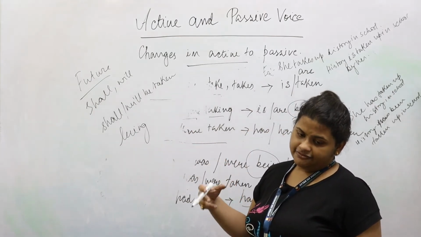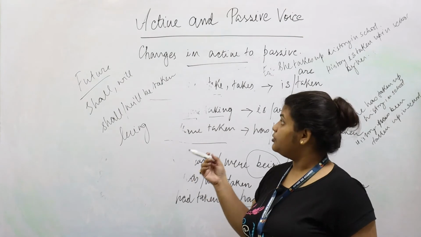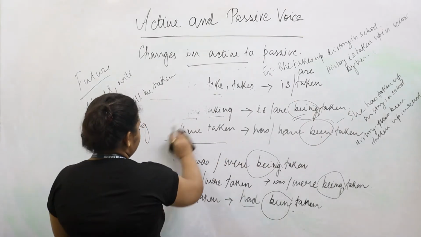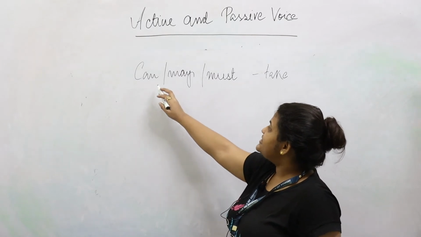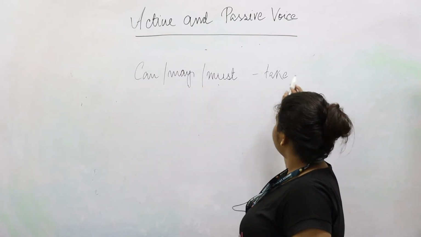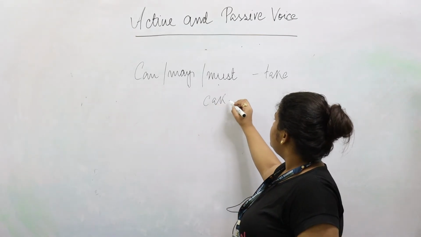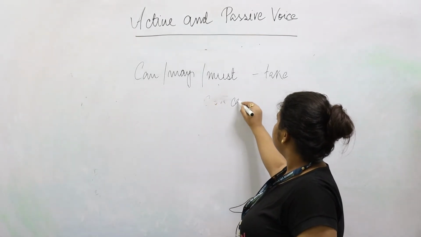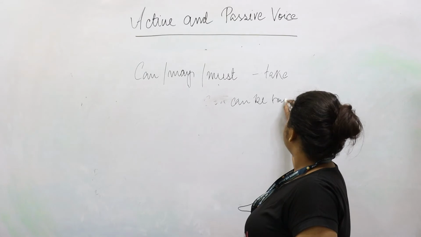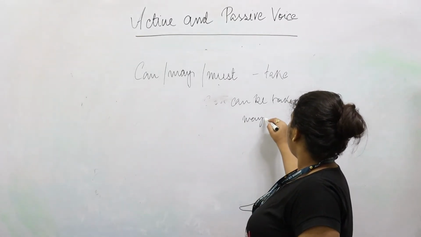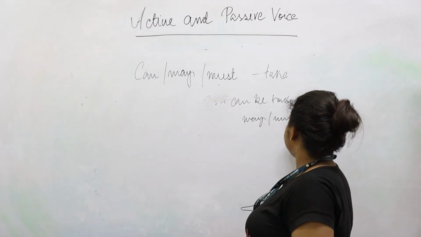However, if we take up words like can, may or must, so when we take up cases like can, may or must along with "take", which is the root verb, it will become "can be taken", "may be taken" or "must be taken".